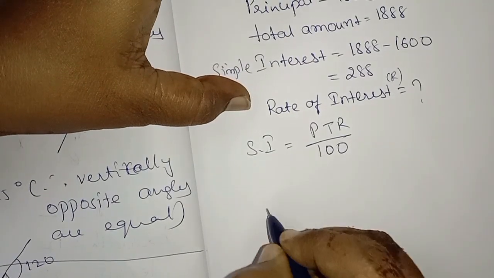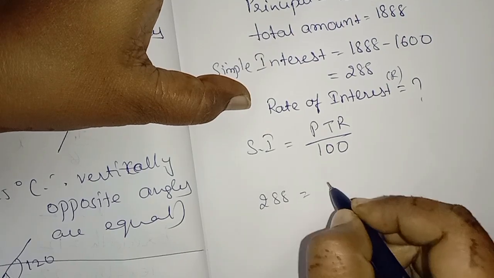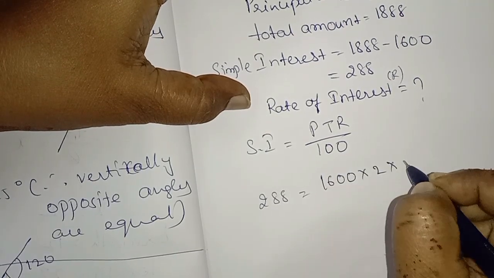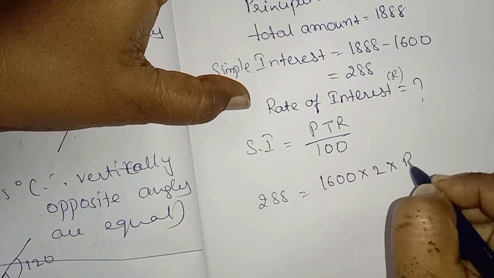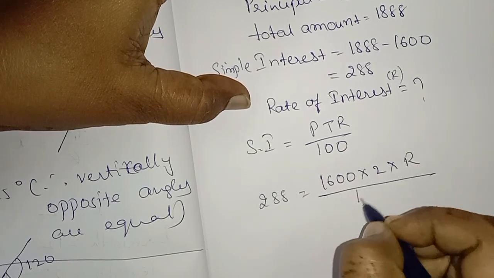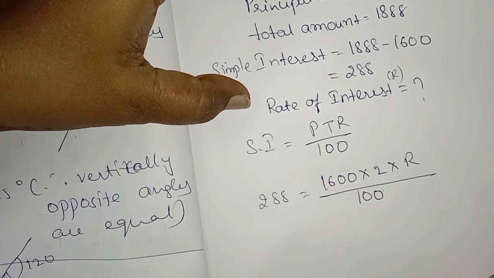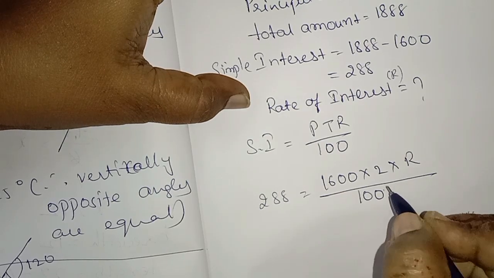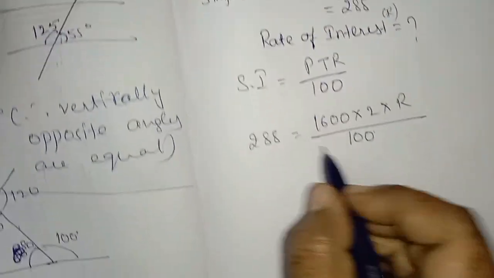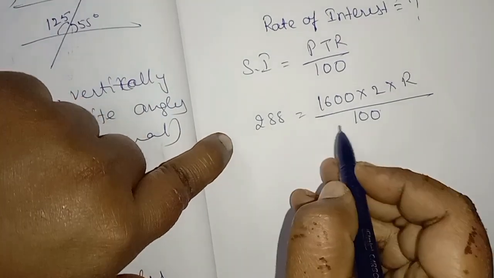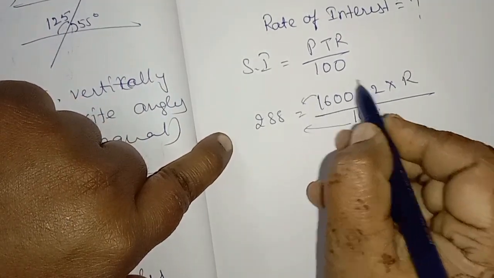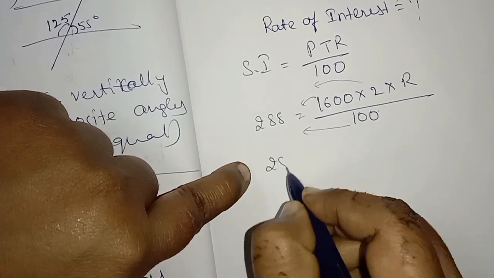We know the interest is 288. P how much? 1600. Time 2. Rate of interest we don't know, I am writing it as R, over 100. Clear? Right. Now, transpose all the values. Send your 100 this side, 1600 and 2 also this side. 288 will be the same.